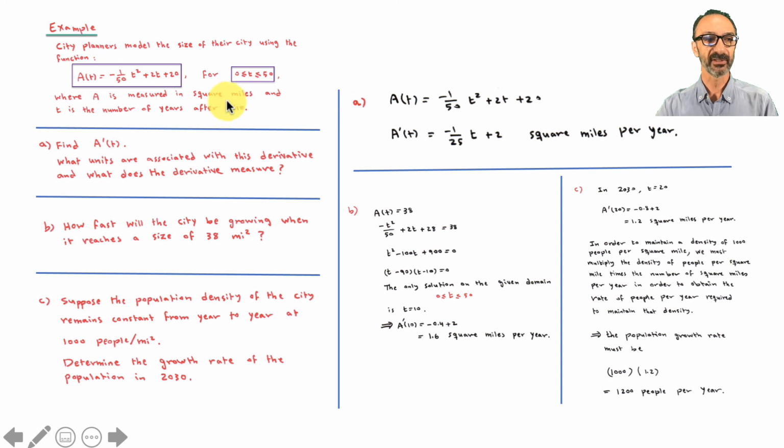2030, we started here at 2010, so we're going to do the math and use t equals 20. Plug in the numbers, read this if you want. 1,000, which I mentioned, times 1.2, which was done right here, and that tells you 1,200 people per year, because you have to consider the rate and how many miles you have.